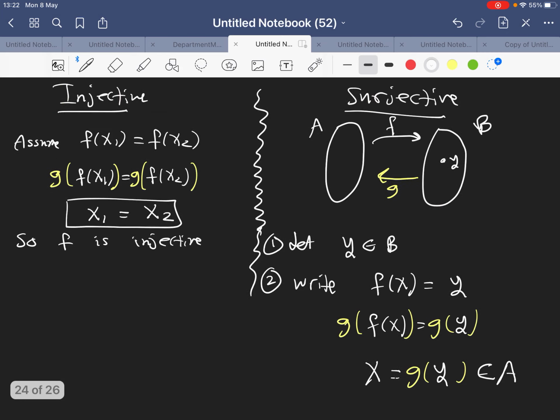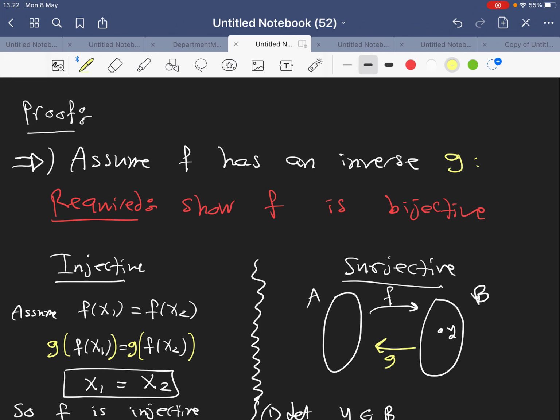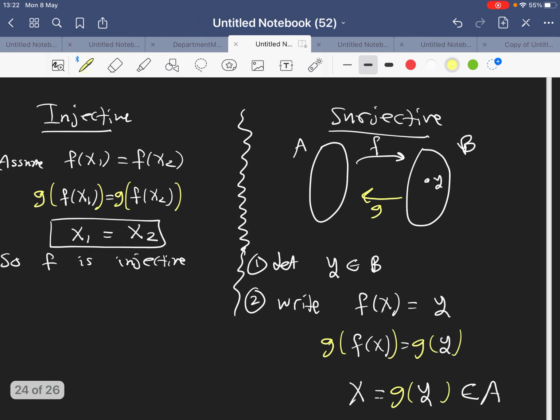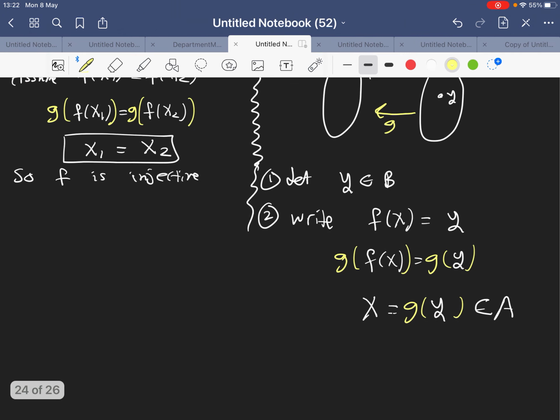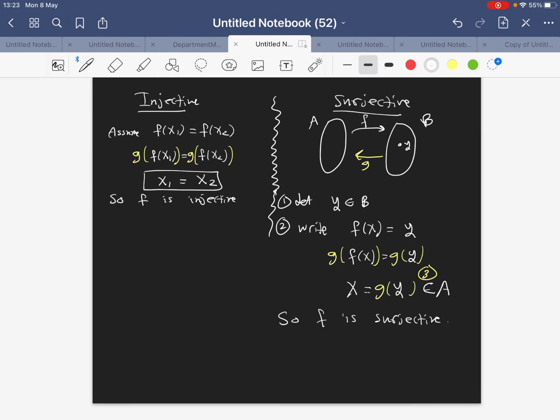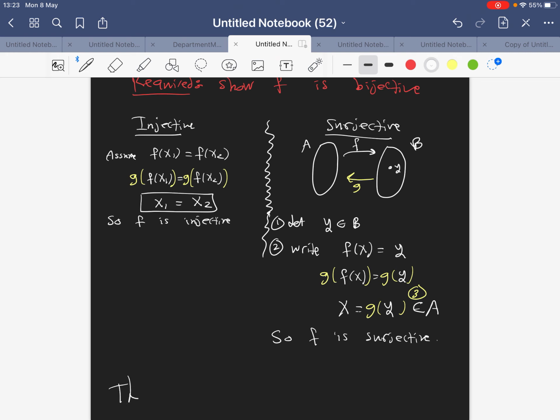Now, is this in A? Of course it is in A, because remember, g is from B to A. That's exactly how we define the inverse. It's just the opposite for this one. So we check, this is step number 3. So the function is surjective. So f is surjective. And if we put everything together, therefore f is bijective.